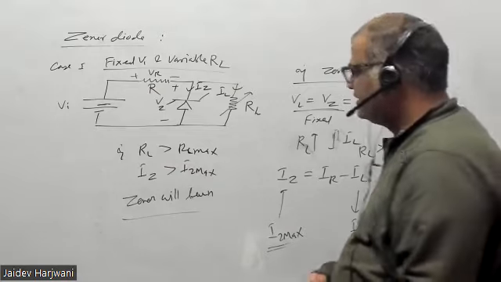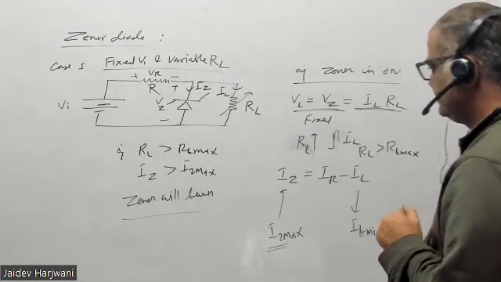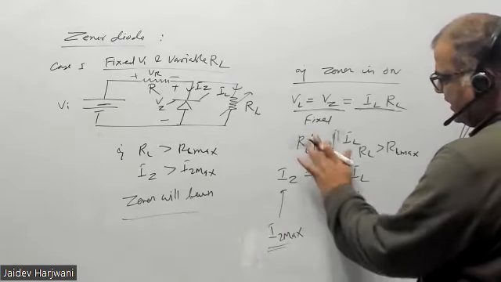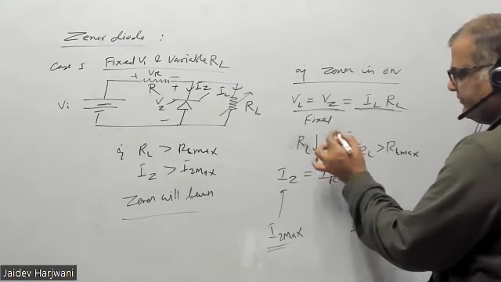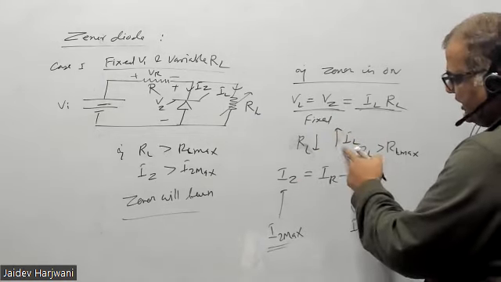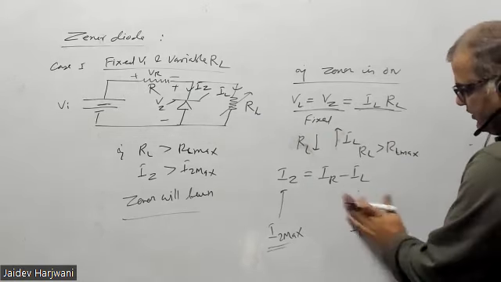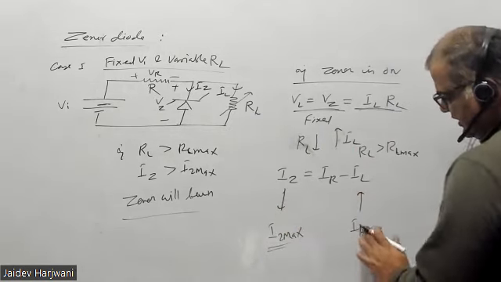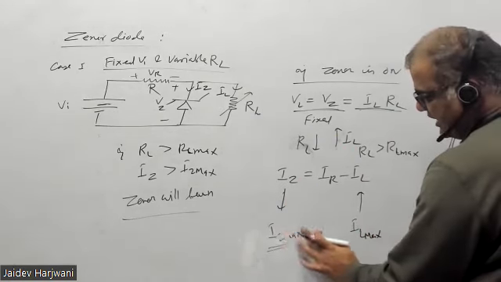Similarly, what happens if you keep on decreasing RL? So keep on decreasing RL. What will happen if you keep on decreasing RL? IL will keep on increasing, and if IL keeps on increasing, what will that affect? IL keeps on increasing, then IZ decreases. IZ keeps on decreasing, and if IL becomes IL max, that becomes IZ minimum.